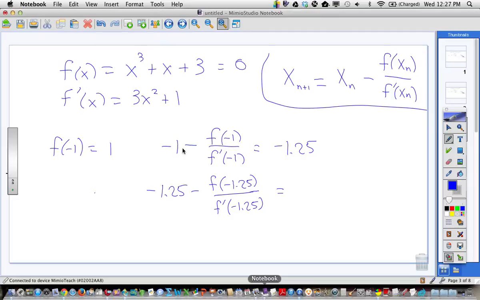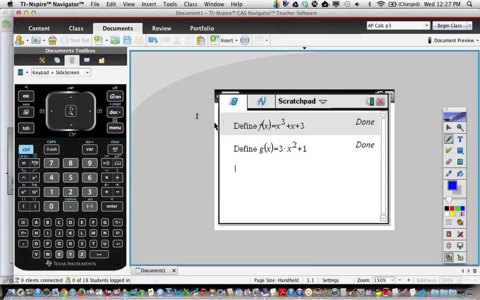So we made a guess that -1 might be a root. And we plugged -1 into here and we got this. Okay? Now we take that and we plug that in. So this is where our first tangent line crosses. So we're going to plug that in, get a new tangent line, and see where that crosses. That's what this formula is doing. Okay, so that would look something like this.